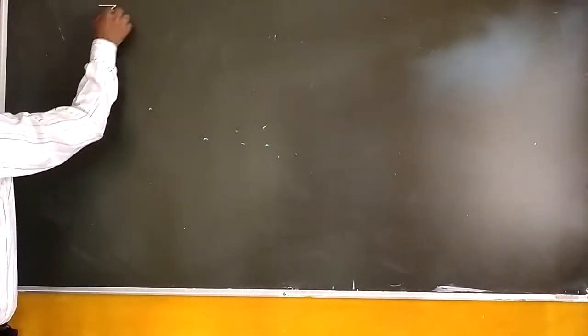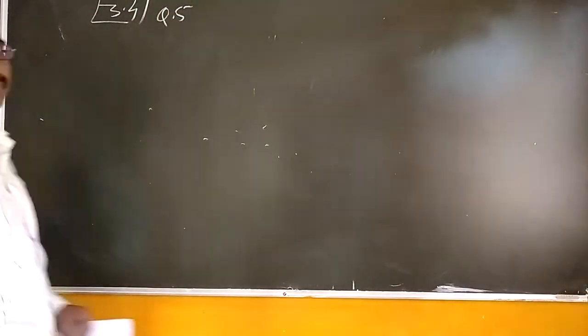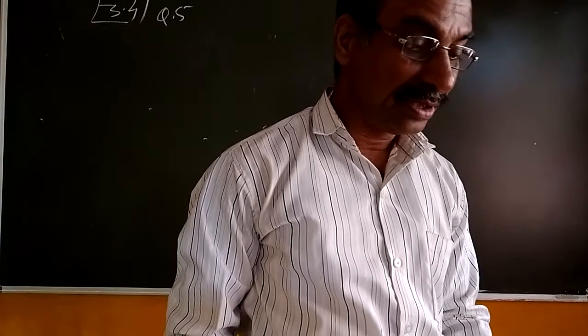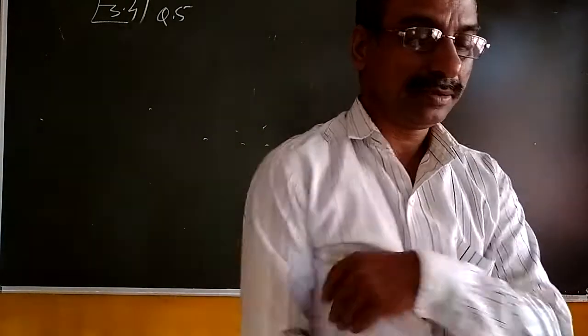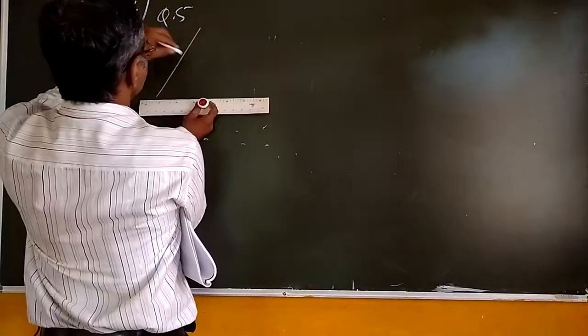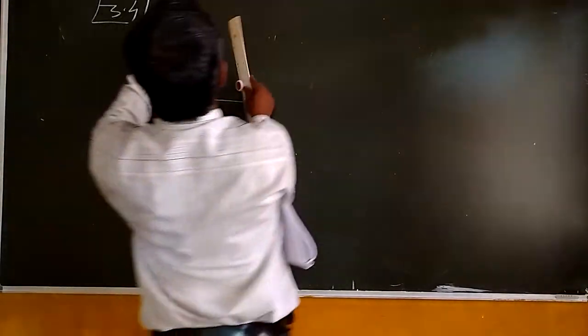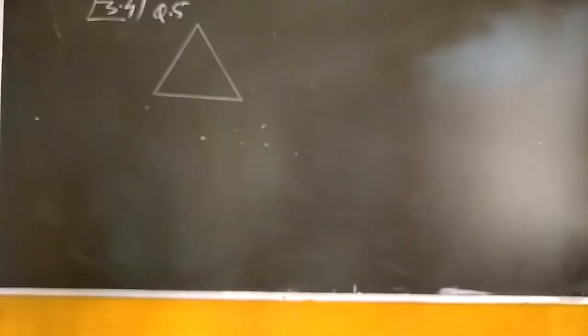Set 3.4. Question number 5. I will draw here the diagram of an equilateral triangle. The given triangle is an equilateral triangle, so it has all sides equal.